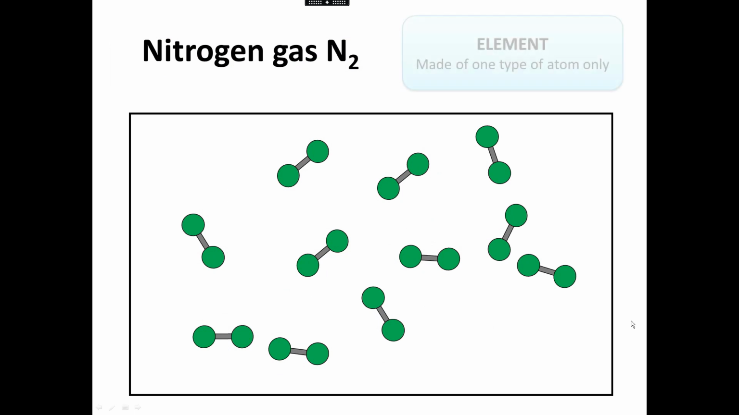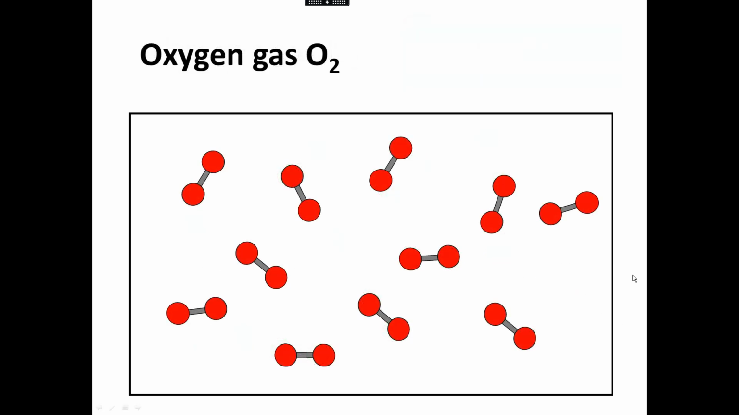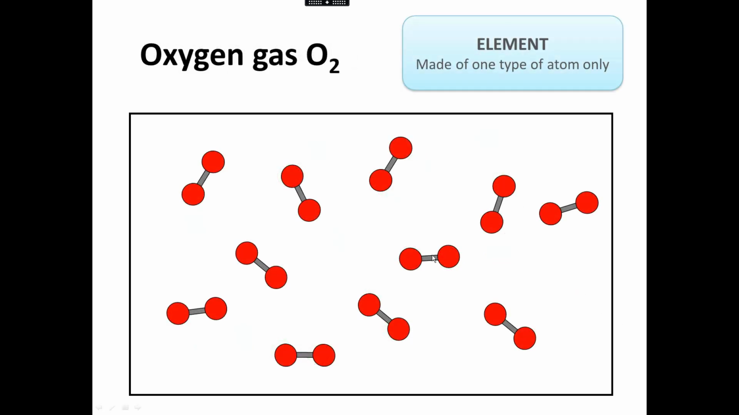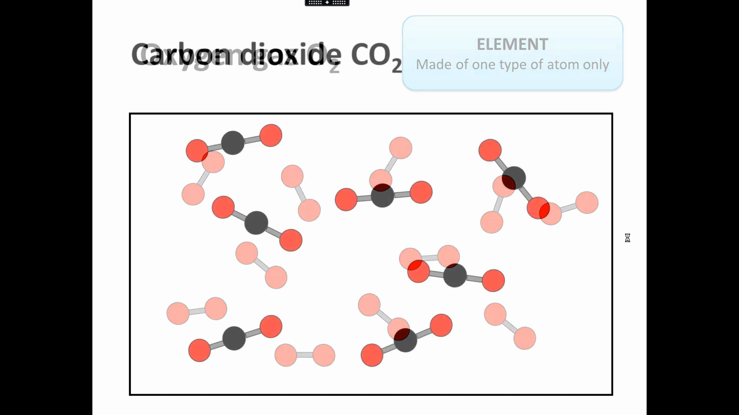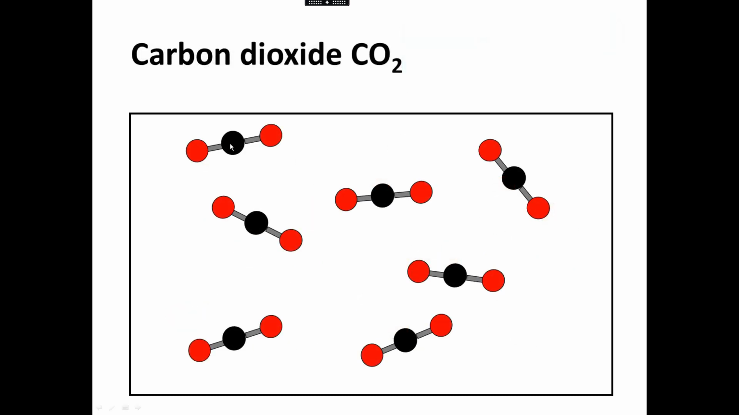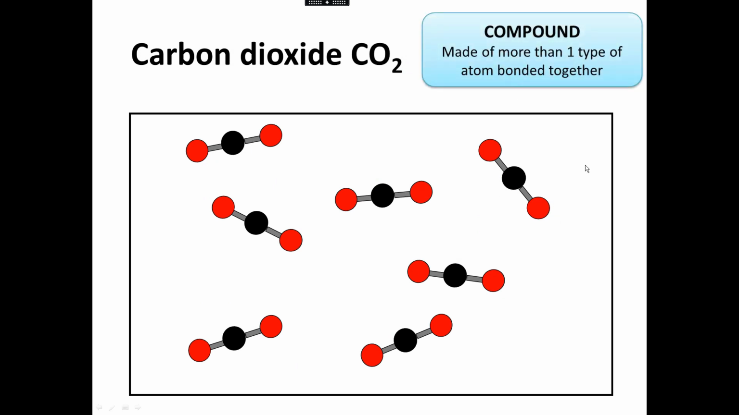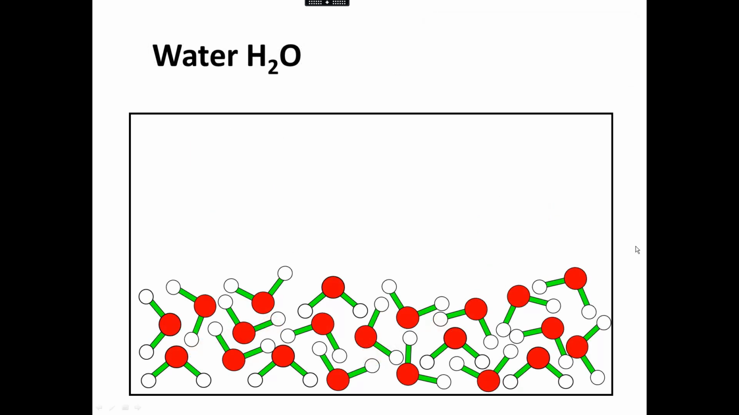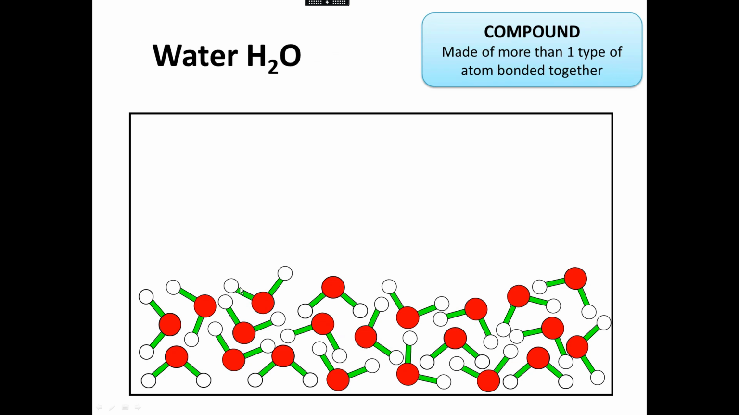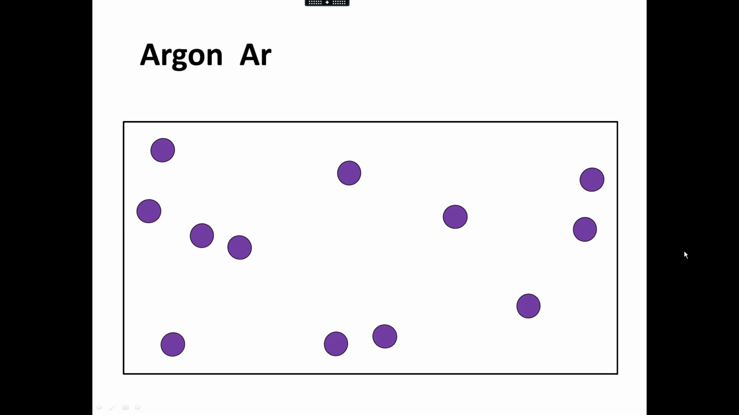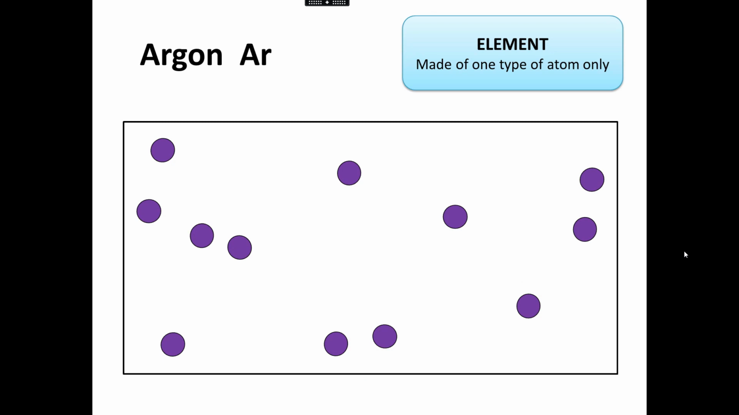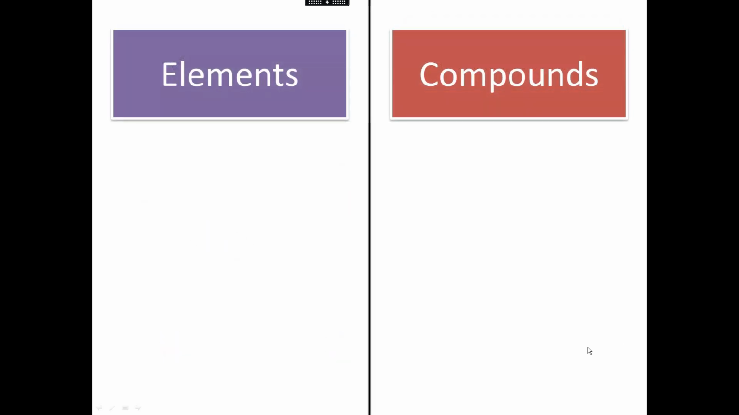Okay, so nitrogen is an element made of one type of atom only. Oxygen is an element made of one type of atom only. Carbon dioxide, more than one type of atom bonded together, means it is a compound. Water, small amount of water vapor in the air, made of more than one type of element, more than one type of atom bonded together, so it is also a compound. And then finally, argon, made of separate atoms, not molecules, but all the same, one type of atom only, it is an element.